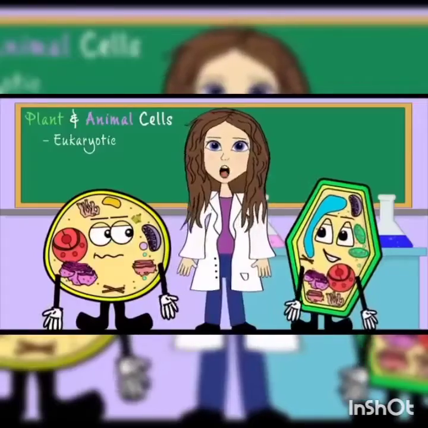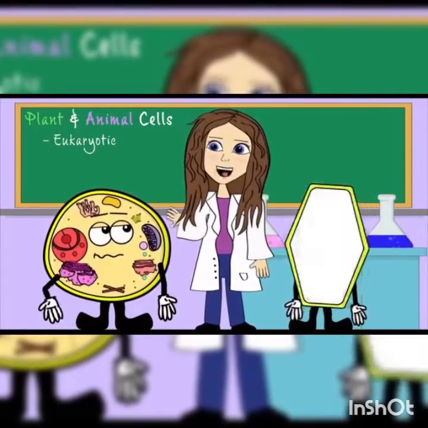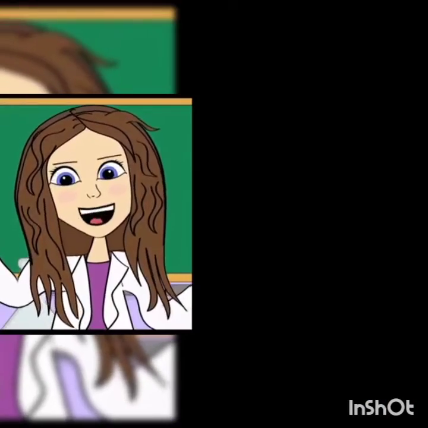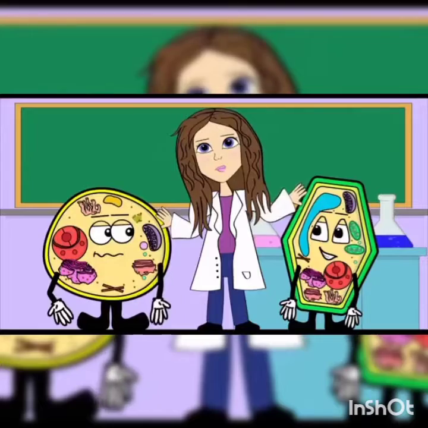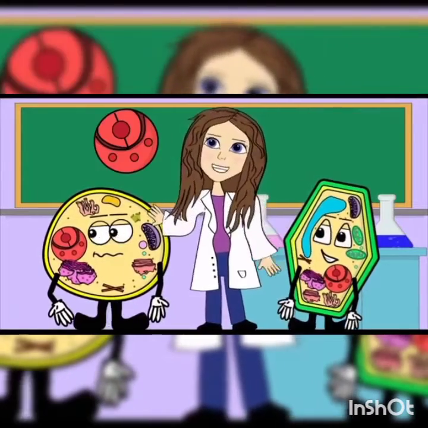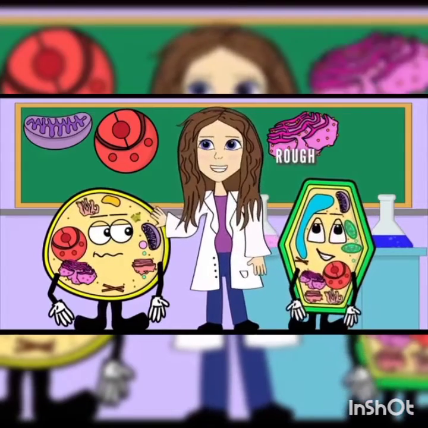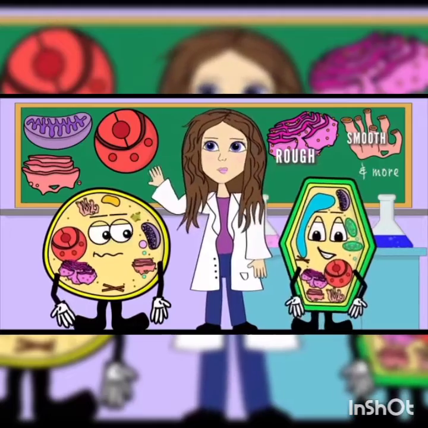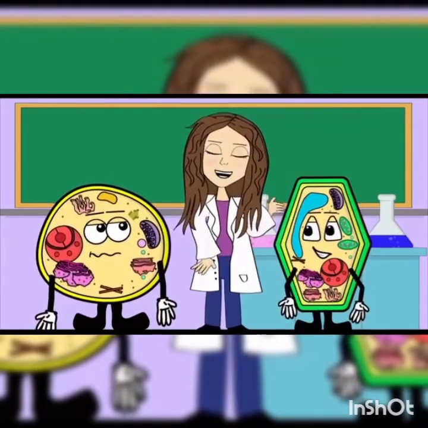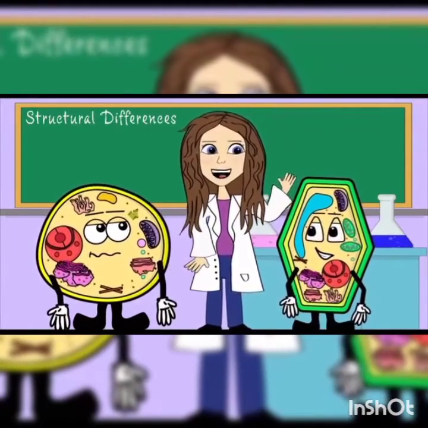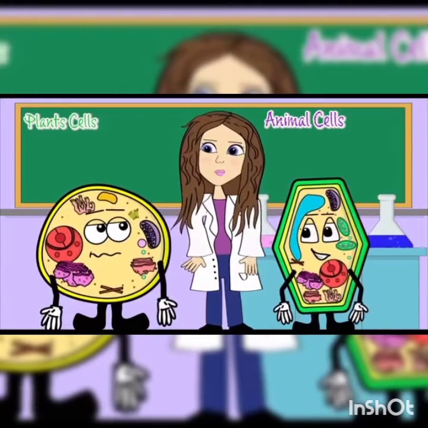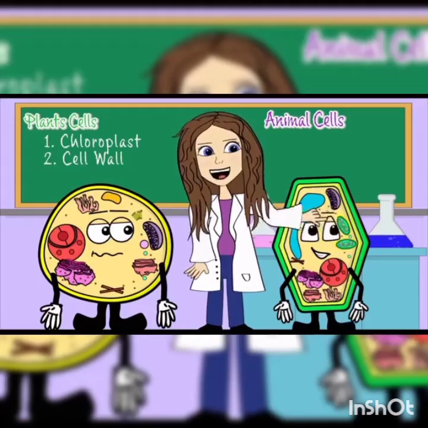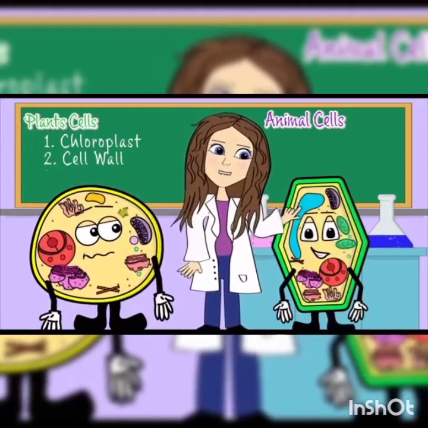Yep. Other similarities are that both of you have a plasma membrane, also known as a cell membrane, and you share a lot of other membrane-bound organelles besides the nucleus, like the mitochondrion, the endoplasmic reticulum, the Golgi apparatus, and such. Now let's talk about the main structural differences in plant cells versus animal cells. PC, you have chloroplasts, you have a cell wall, and you have a large vacuole.